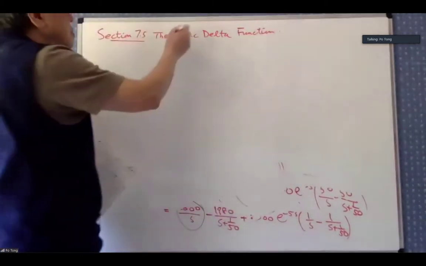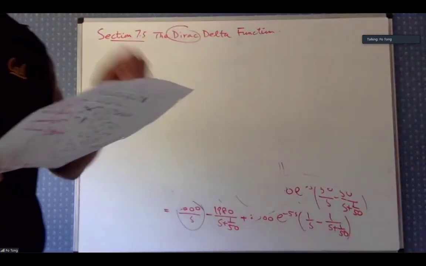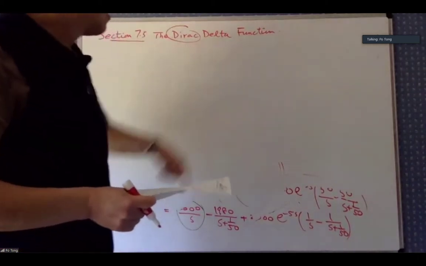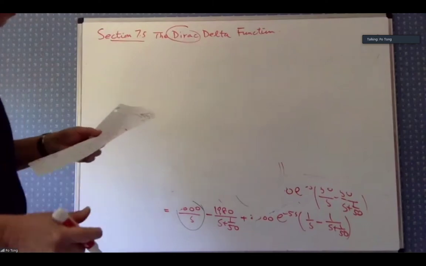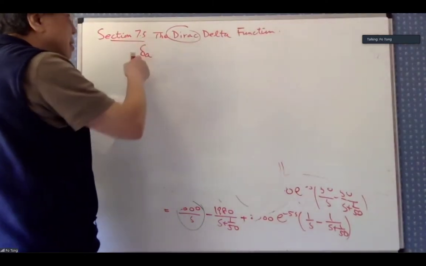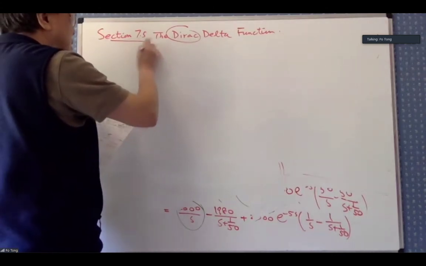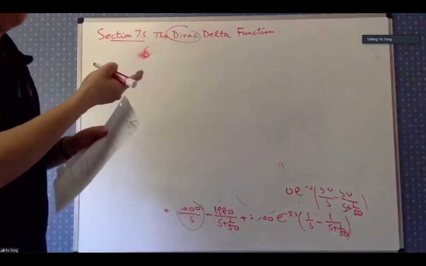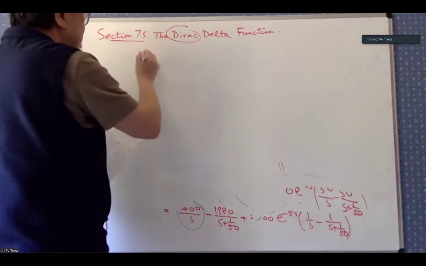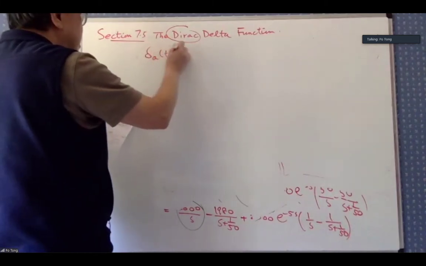This is a name pronounced as Dirac. It's a Dirac delta function. Okay. Dirac delta function. This is defined like this. Do you guys know this is the Greek letter delta? Yeah. Alpha, beta, gamma, delta. A, B, C, D. This is D. Okay. Delta a, t minus t0.